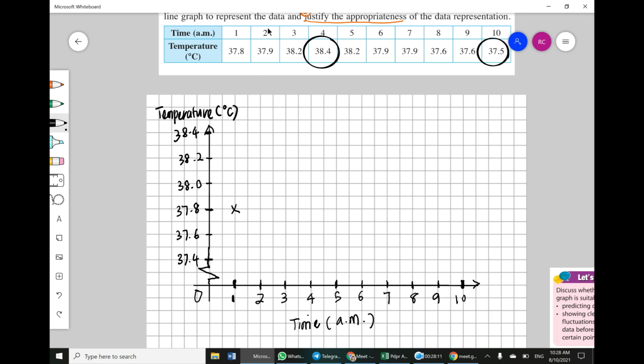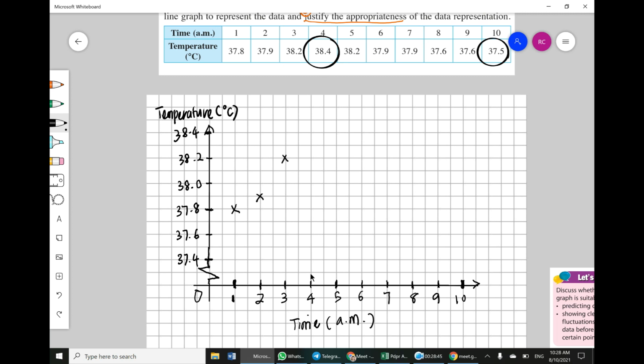After that, second, the 2 a.m. is 37.9. So his temperature is increasing to 37.9. So where is 37.9? This is 37.8. 37.9 is here. Okay, so I plot it here. And then 3 a.m. it increased again, 38.2. So from the 3 a.m. over here, check again, 38.2. Increase. It's a fever already.